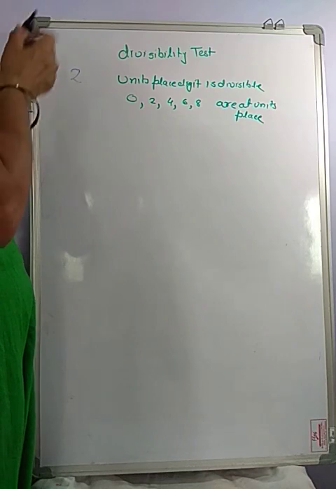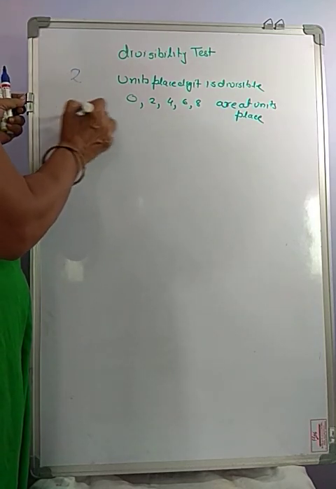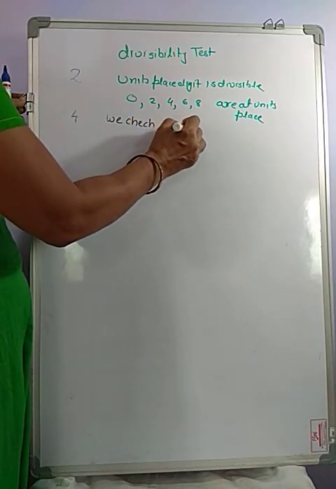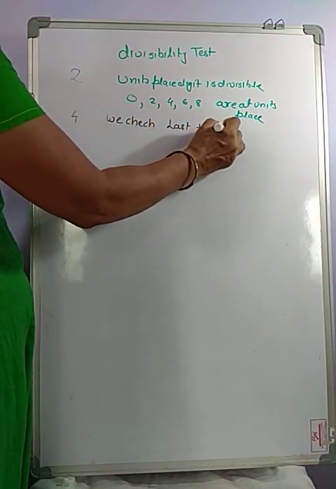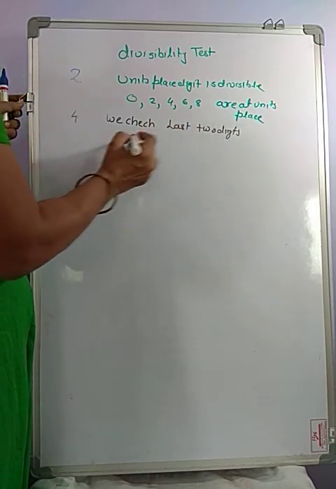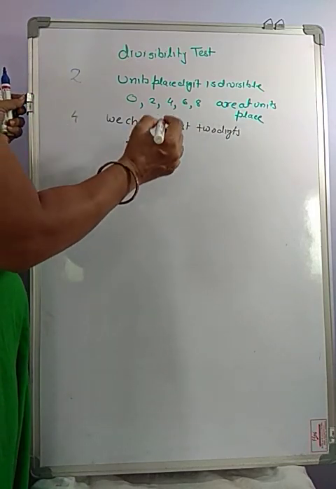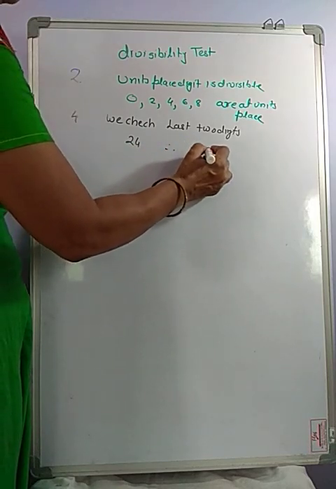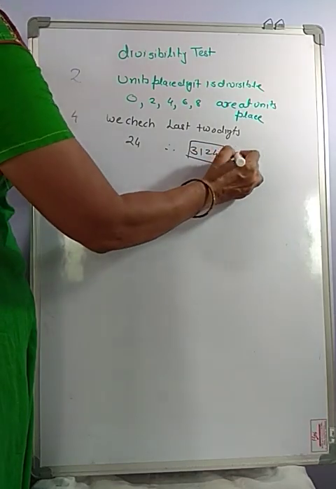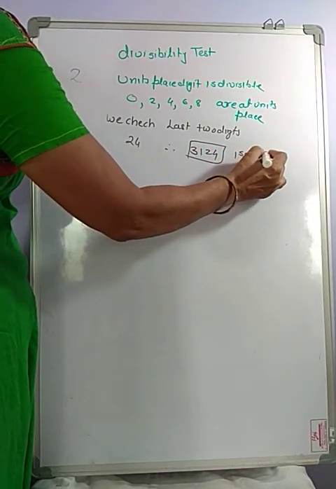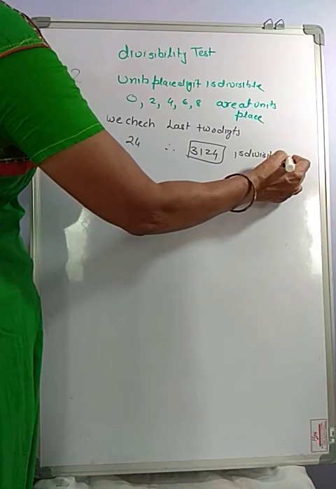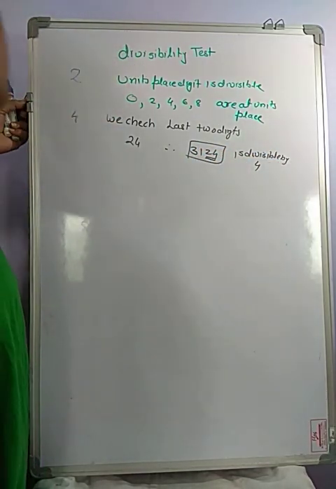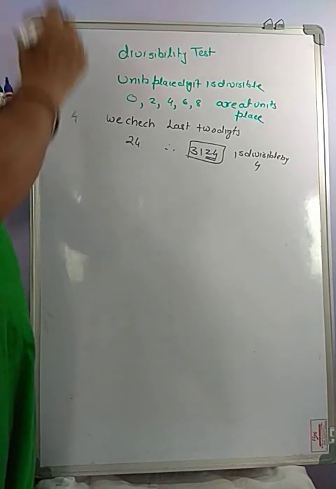For 4, we have to check the last 2 digits. For example, 24 is divisible by 4. Therefore, any number ending in 24 is divisible by 4, because the last 2 digits are 24. We can write any number before 24.